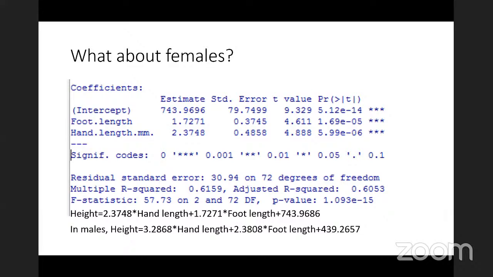For males, we had totally different coefficients. We can see that the coefficients for hand length are different. It is 3.3 for males, 2.4 for females. For foot length also, the coefficients were very different. So the coefficients are totally different for males and females. The equation is totally different. It would be unwise to combine both the genders into one equation.